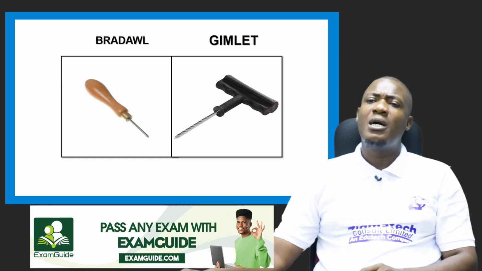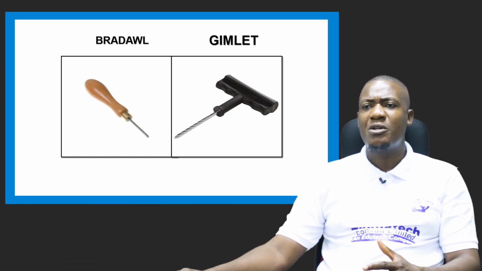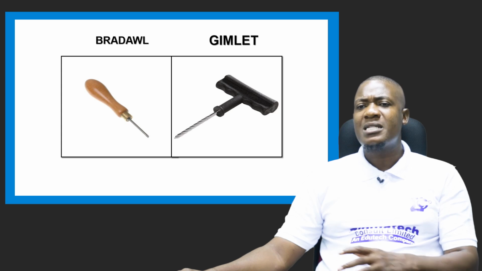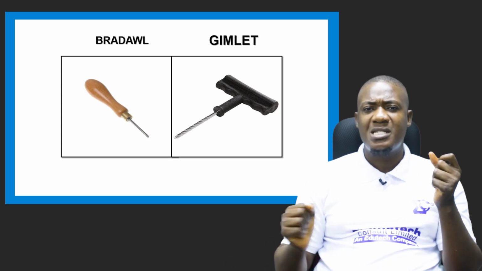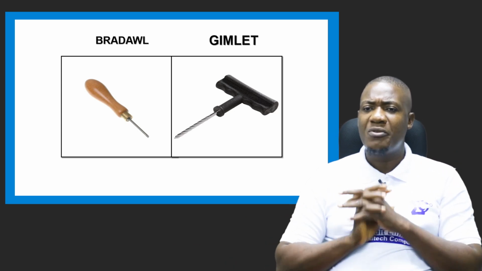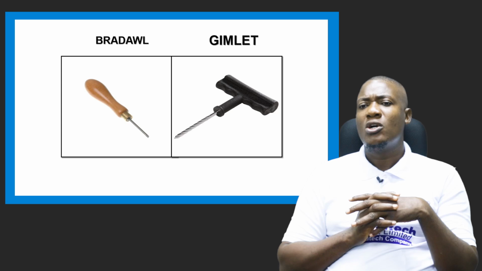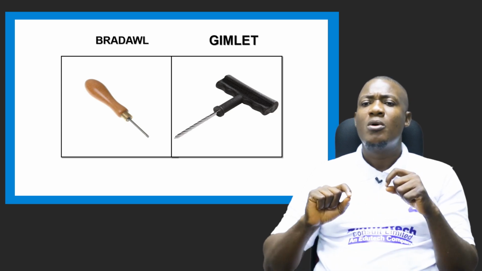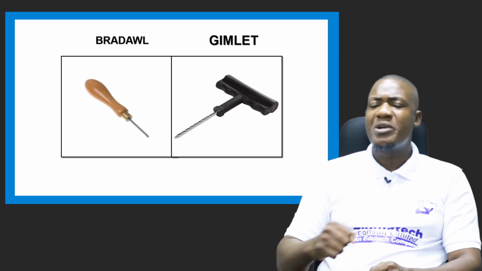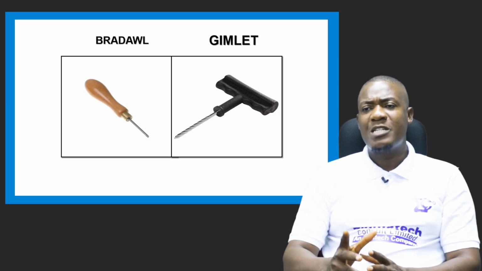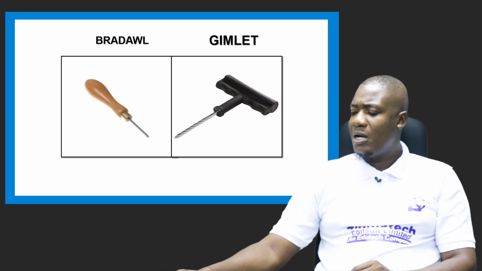We have another important boring tool here, that's the bradawl and the gimlet. The bradawl and gimlet are used for boring holes on wood manually. You don't need the brace this time around before they are used to bore holes. But for them specifically, we'll use the gimlet and the bradawl to make the initial mark on the points where we actually want to use the wheel brace or the ratchet brace to bore a hole. That's basically what we use the gimlet and the bradawl for. They perform the same function, all right?